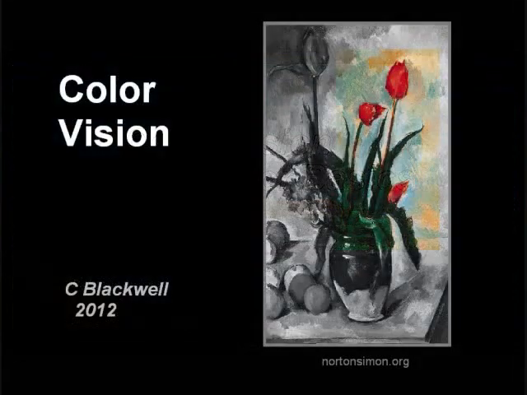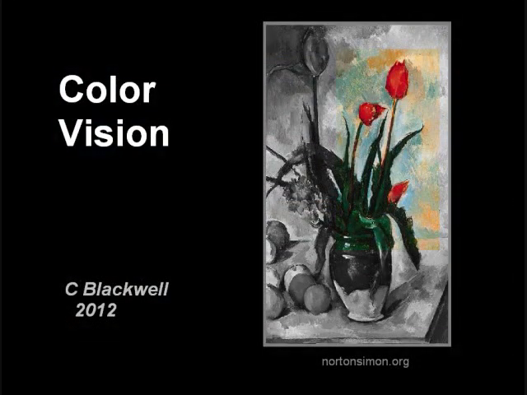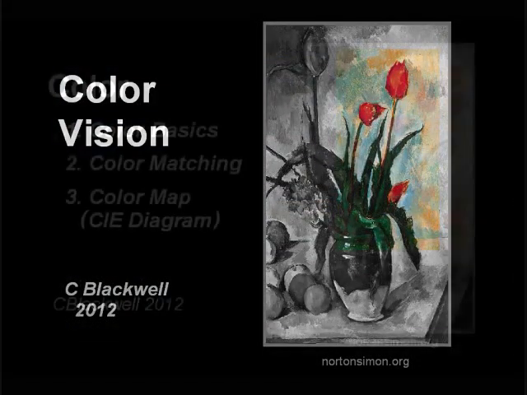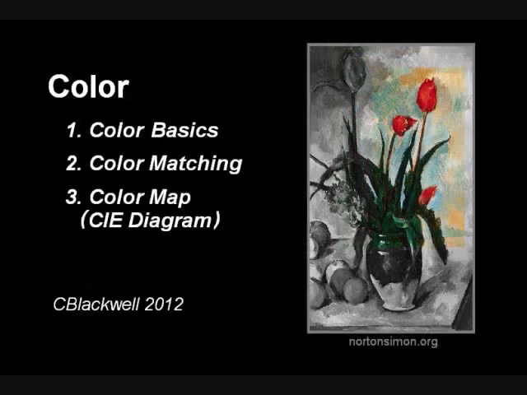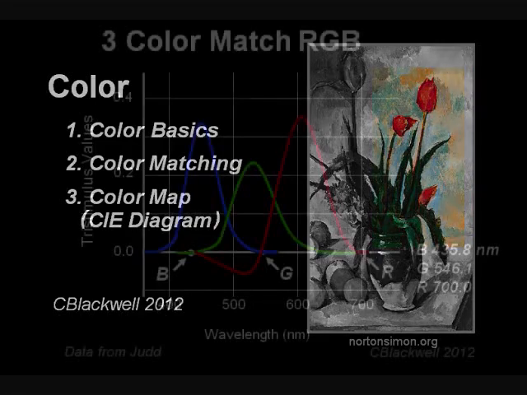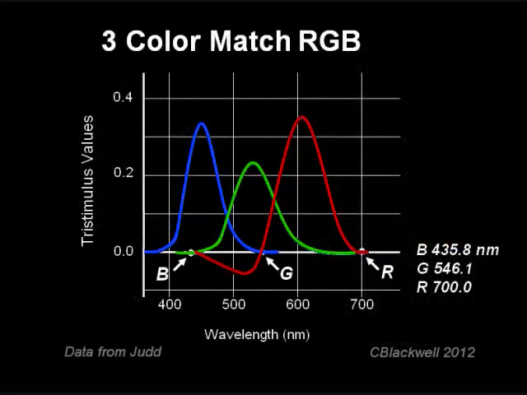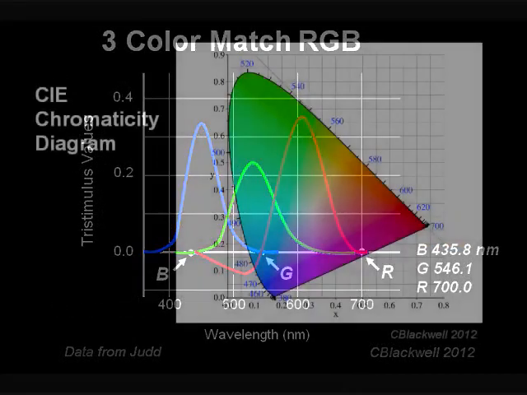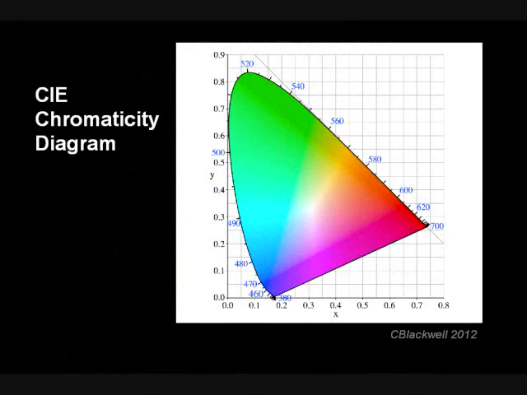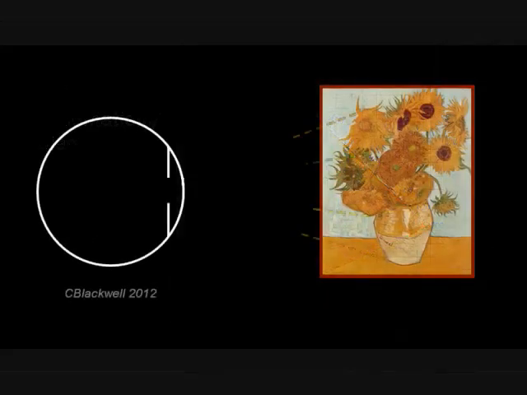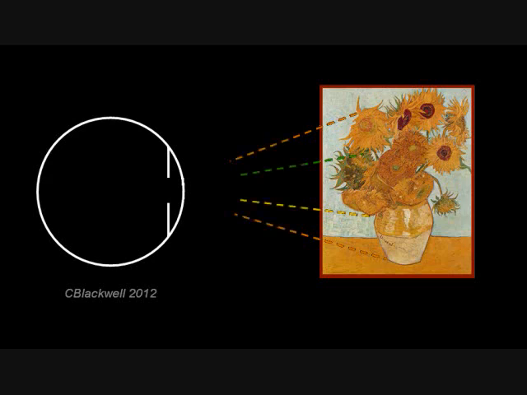In this series we're going to take you on a tour through color vision in 3 steps. In the first 3 videos listed here, we will cover basic concepts about color and color science. This graph about color matching will be of key importance, leading to the creation of this color map called the chromaticity diagram. In later videos we will cover reception of color by the retina and perception of color by the brain.